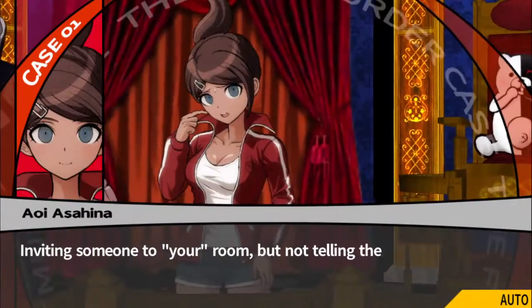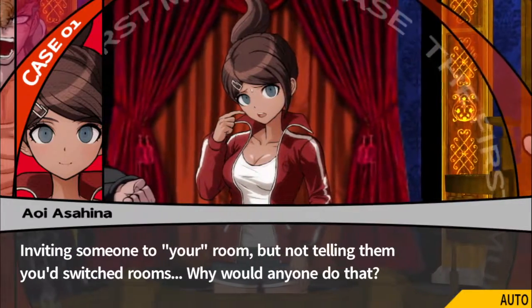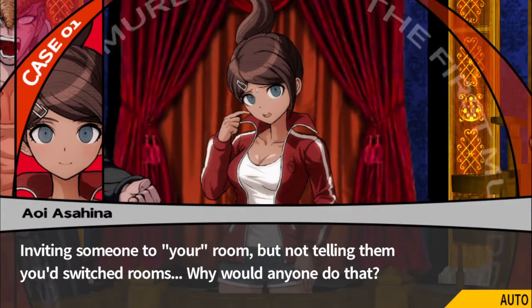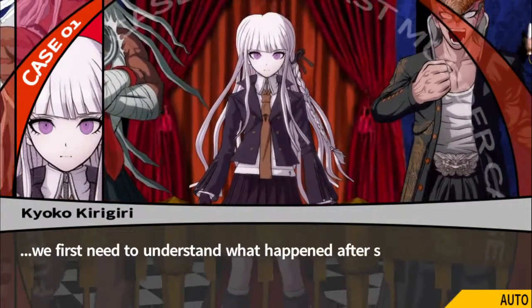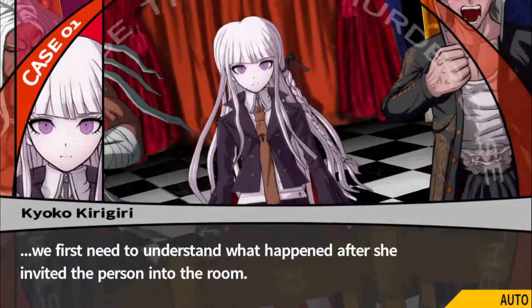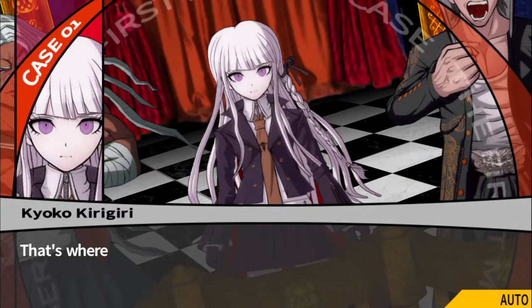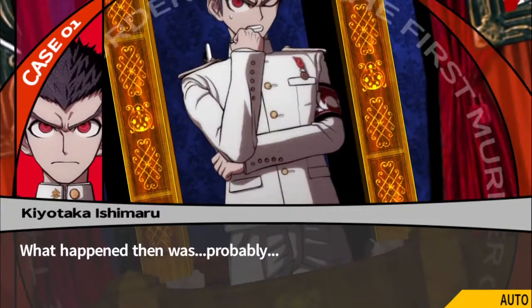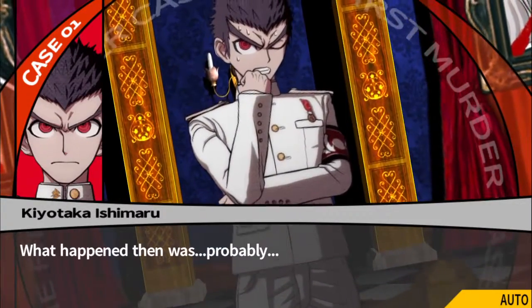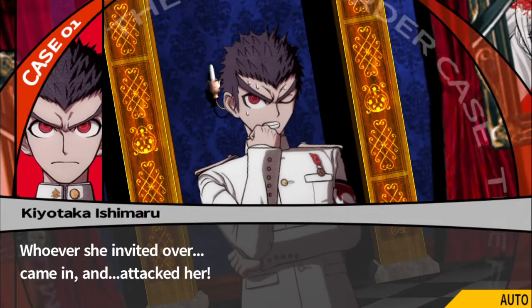What? Inviting someone to your room, but not telling them you'd switched rooms. Why would anyone do that? To understand that, we first need to understand what happened after she invited the person into the room. That's where the answer lies. What happened then was probably whoever she invited over came in and attacked her.